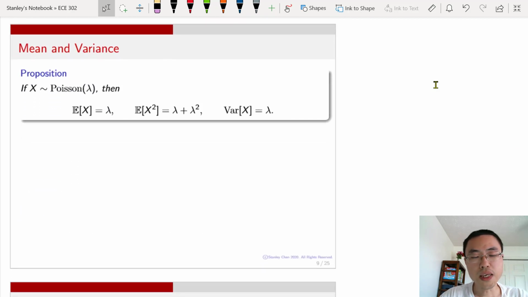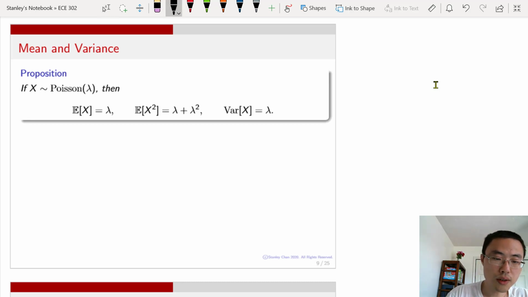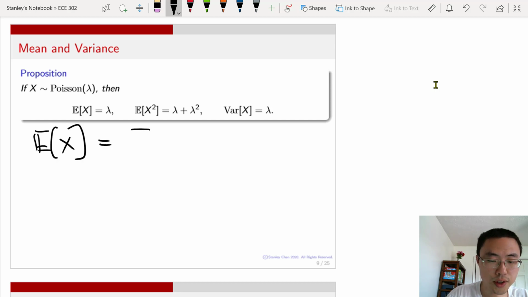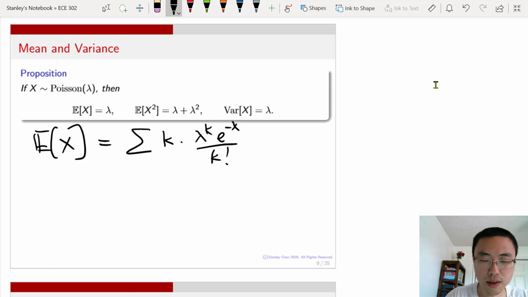So what is the mean and the variance of the Poisson random variable? It turns out that the mean of the Poisson random variable is lambda, and the variance is also lambda. Now, how do we show that? We know that the expectation of the Poisson random variable is just the summation of k times lambda to the power k e minus lambda divided by k factorial, k going from 0 all the way to infinity.